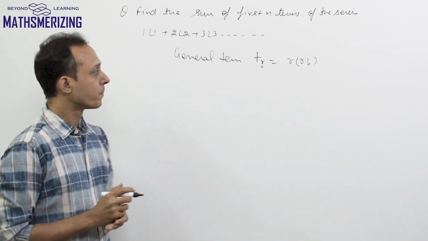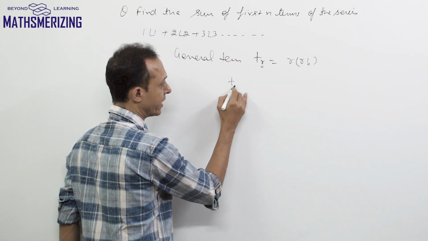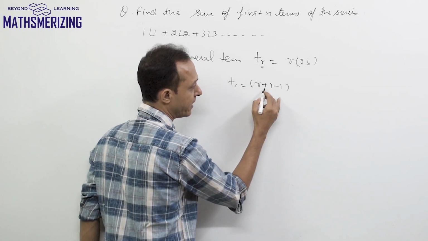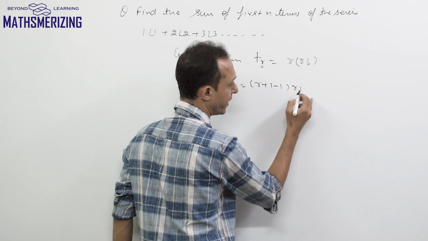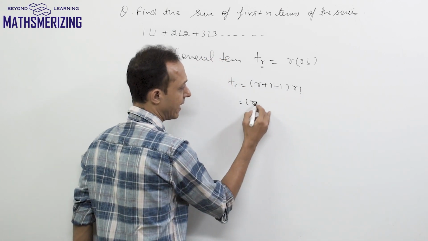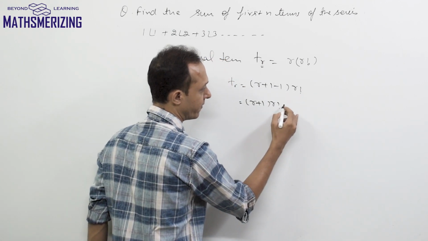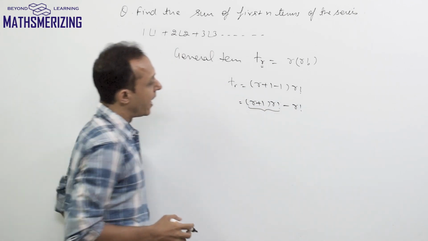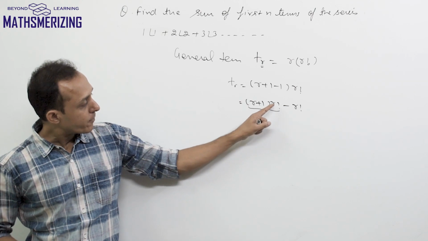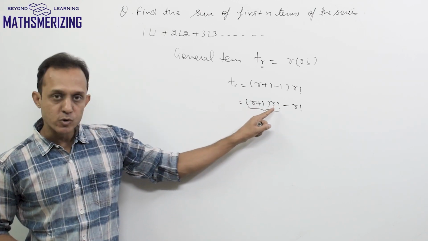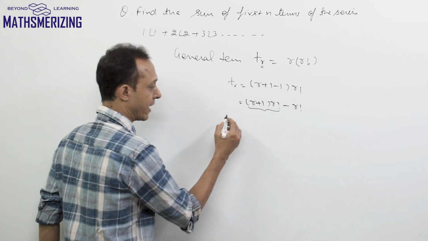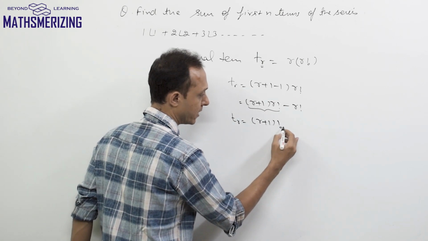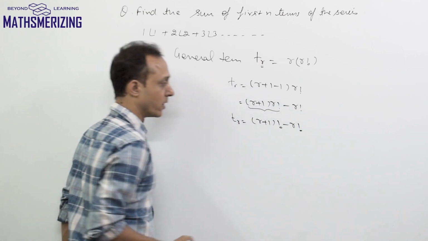factorial r. Now what I can do is I can also write it as r plus 1 minus 1. So I have simply added 1 and subtracted 1 and then into factorial r. So I'll write r plus 1 into factorial r minus factorial r. Now what I know is r plus 1 into factorial r is a product of first r plus 1 natural numbers. So I can write it as factorial r plus 1 minus factorial r.